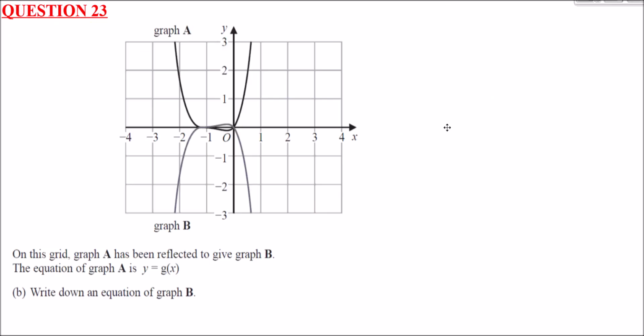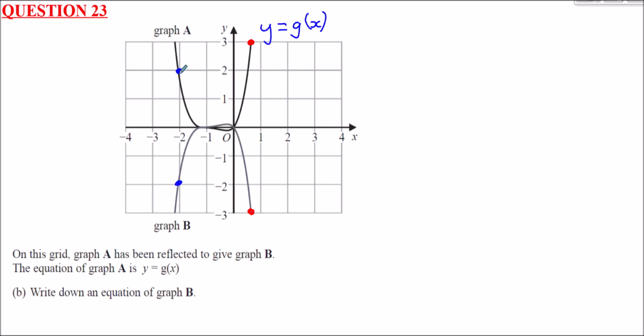Part B, again, graph transformations, but this time A has been reflected to give graph B. So y is g of x, which I'll just write on here, and we need to write down an equation of graph B. So what's been affected? The x coordinates or the y coordinates? Well, for any one point here, we can hopefully see the x values haven't changed. For example, when x is about 2/3, x is the same value down here. When x is, at this point here, minus 2 rather, it goes to the same point.